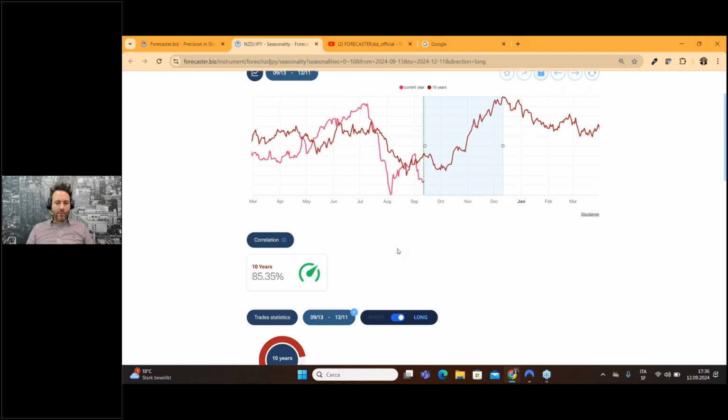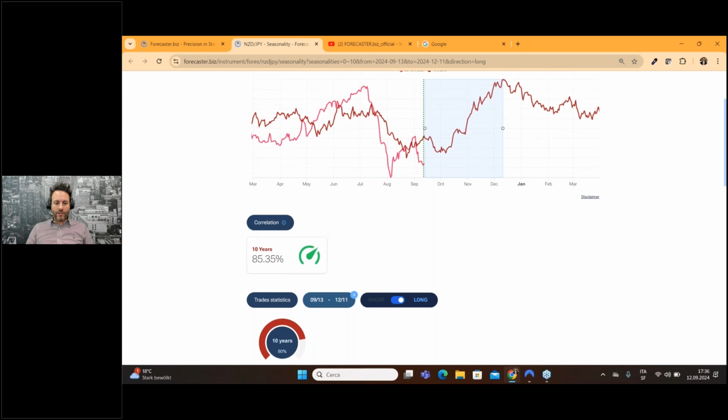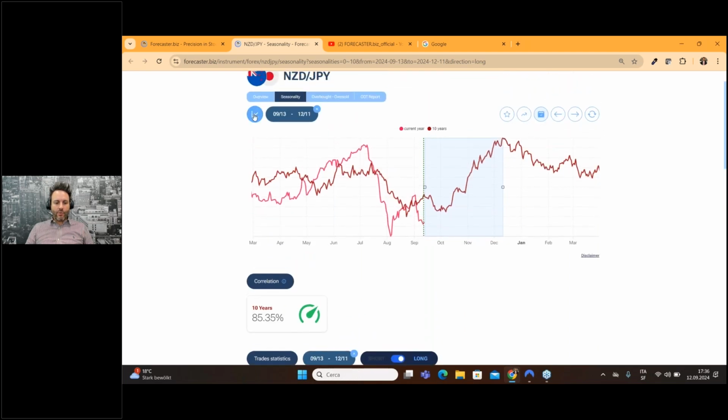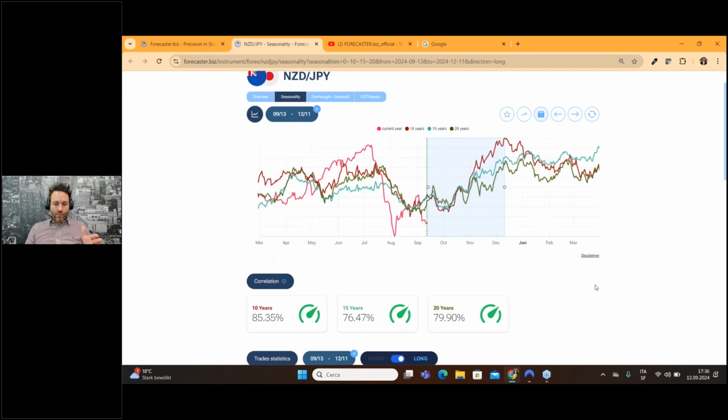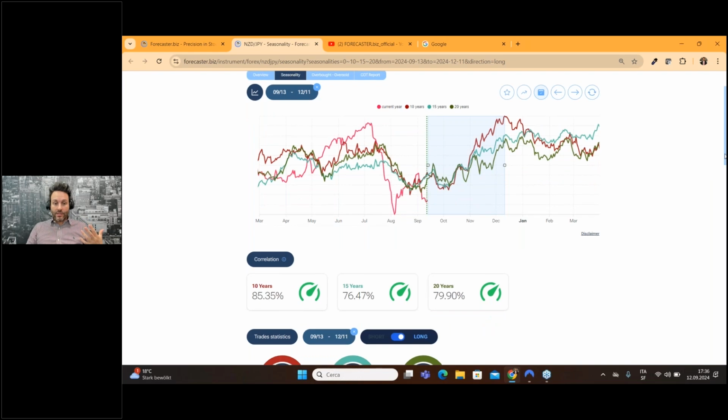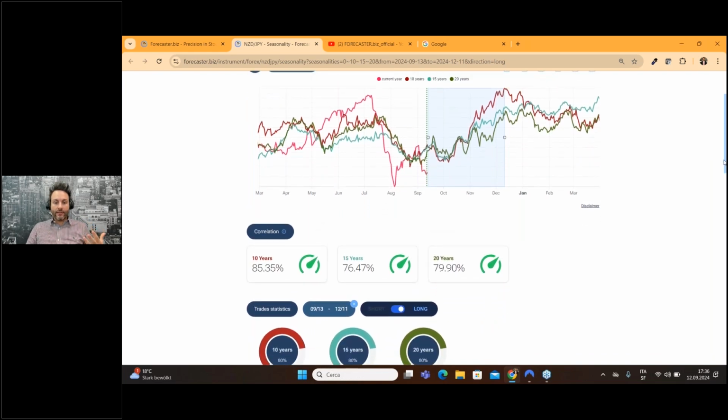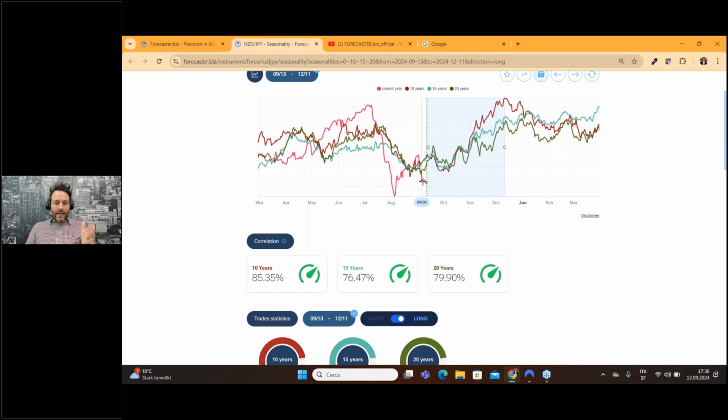Okay, and for example, what we can do in this kind of situation is something very simple, because if we have a high correlation between the 10-year seasonality and the current price, we can also check, for example, the 15-year seasonality and the 20-year seasonality. And in this case, what we can find is something very interesting, because we can find that the actual price is very correlated also with other seasonalities.